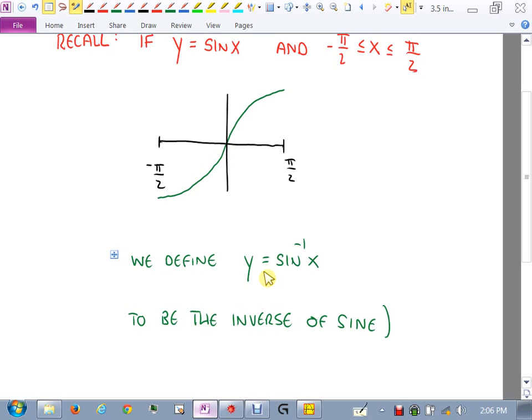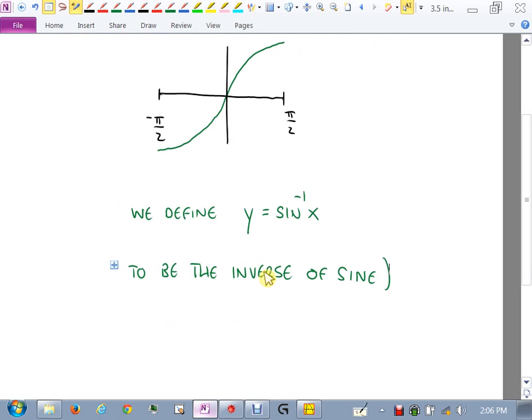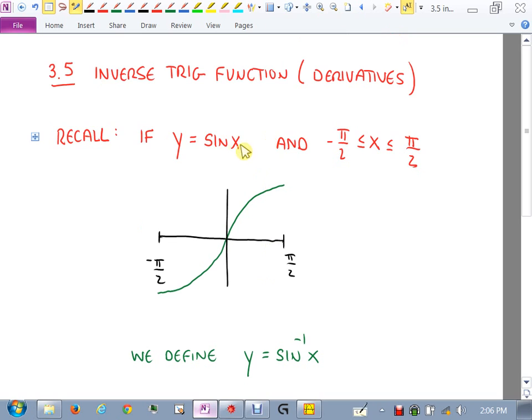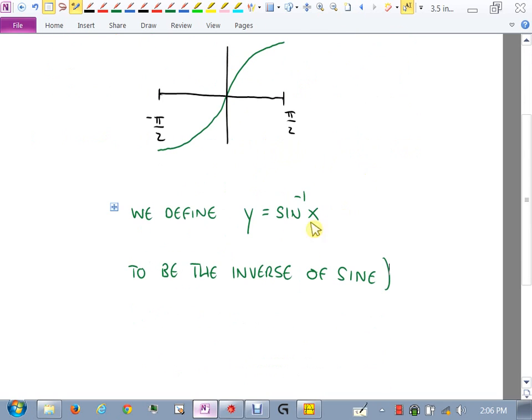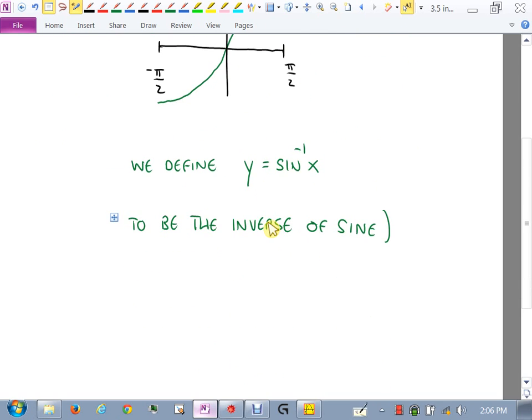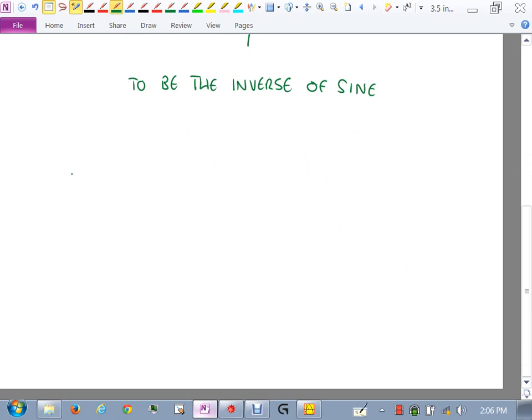Let's try and figure it out, okay? Can we try and figure out what it is? Yes? That's just the definition. Look, if y is sine of x, we restrict it, then the inverse is well defined, and it's the inverse of the sine. It undoes whatever sine does. Our goal is to find what the derivative of the arc sine is.